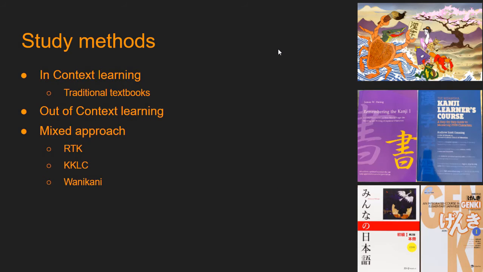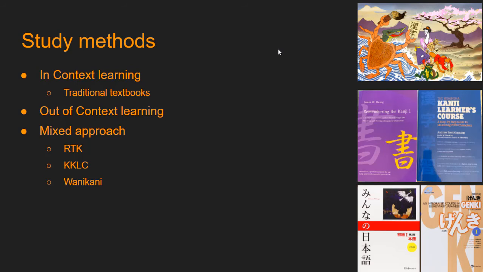So, the first method is in-context learning. Context-based learning, or in-context learning, refers to the use of examples in teaching environments. Applied to kanji, this means that you learn the kanji together with the words that use them, but not always learning the meanings of the kanji or the stroke orders of the individual kanji. You will just learn how to pronounce them and what the words mean. The methods that use in-context learning are usually traditional textbooks.